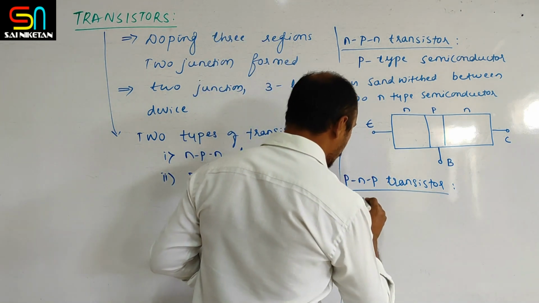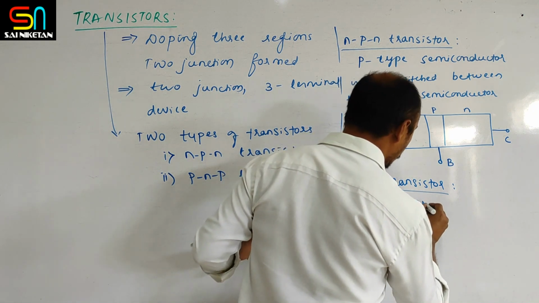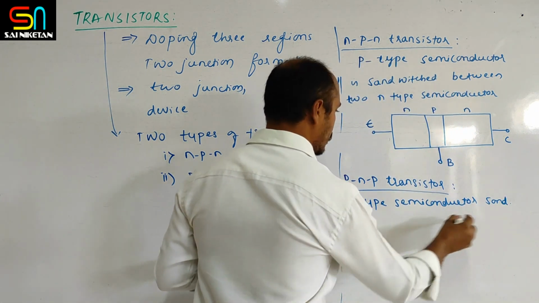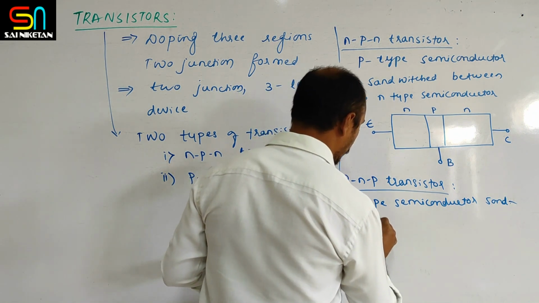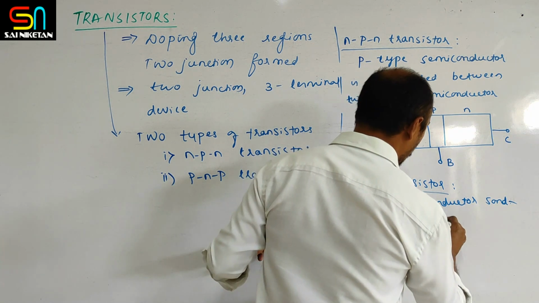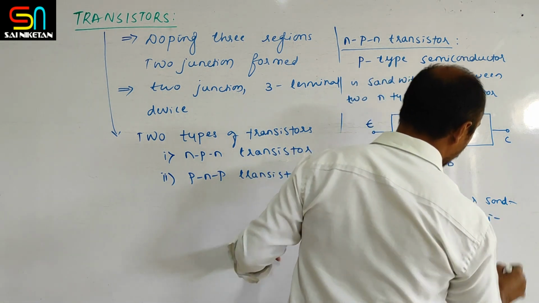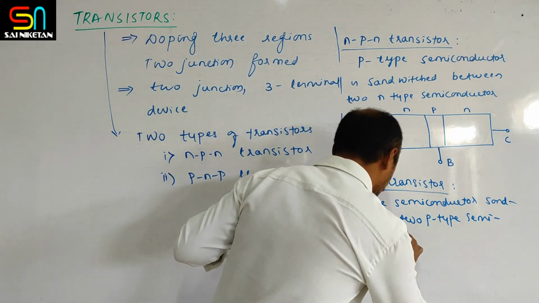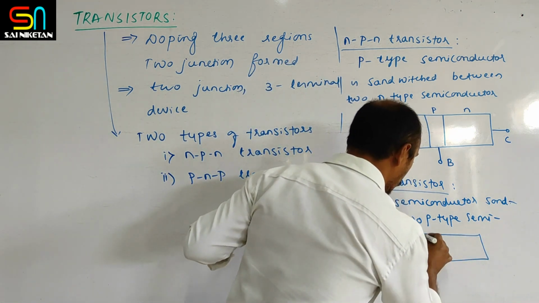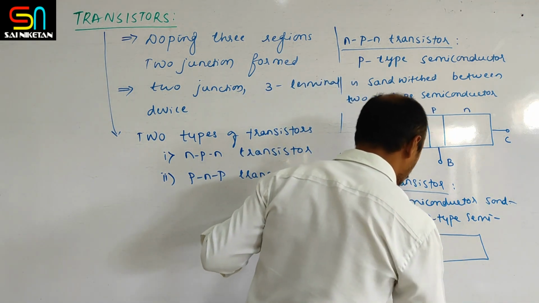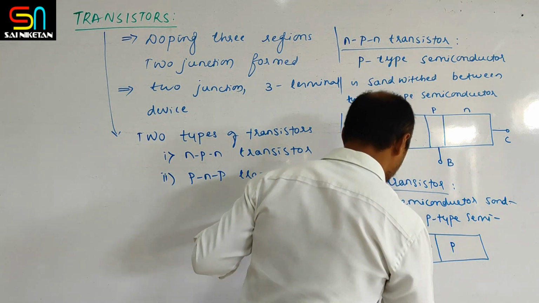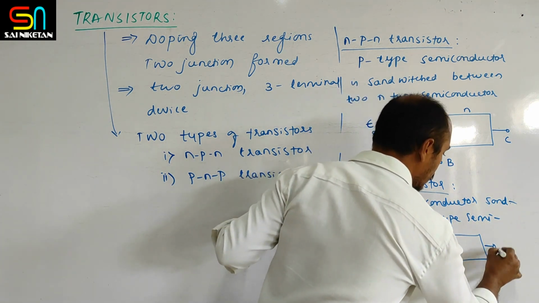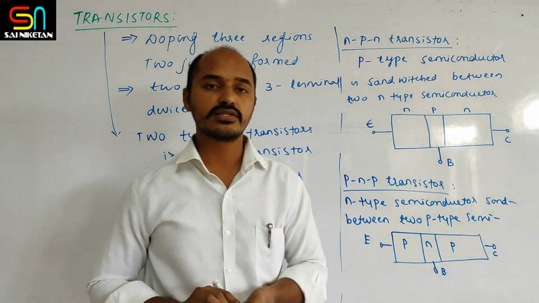So you can write: N-type semiconductor sandwiched between two P-type semiconductors. So how can you draw its symbol? Here, very simple, you have to draw: this is the P section, this is the N section, and another one is the P section. Here one terminal, here another terminal. This is called the emitter, this is called the base, and this is the collector. So this is regarding the PNP transistor and the NPN transistor.